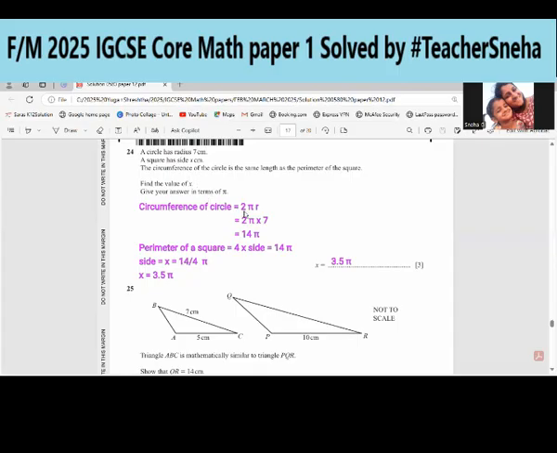The circumference formula is 2 pi r, that is 2 multiplied by pi multiplied by 7, which is 14 pi. So the perimeter of the square is 14 pi. Perimeter is 4 multiplied by the side. So 4 multiplied by the side is 14 pi.